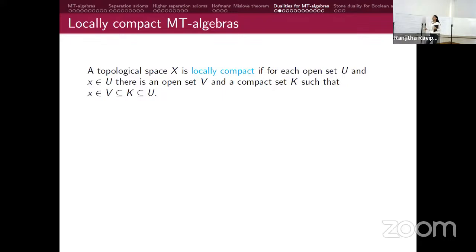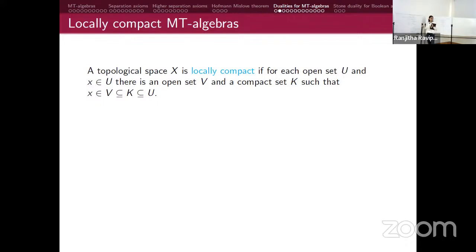A topological space is locally compact if for each open set U and x in U, there is an open set V and a compact set K such that x is in V, inside K, inside U. I think this is the definition of locally compact. There are so many other definitions, and once the space is Hausdorff, everything becomes the same, but it need not be Hausdorff. So I am going to consider this definition.